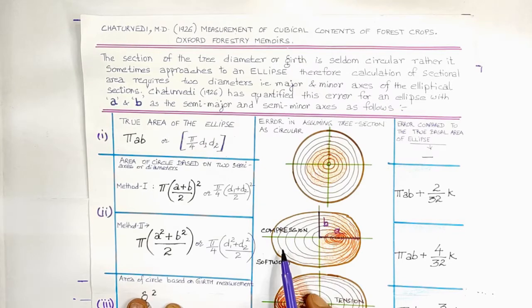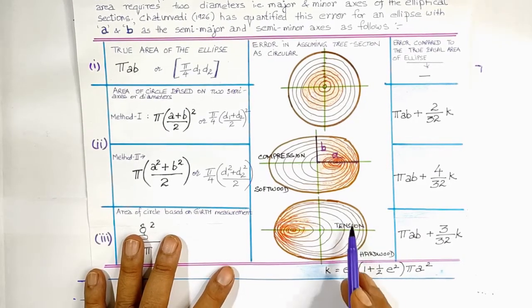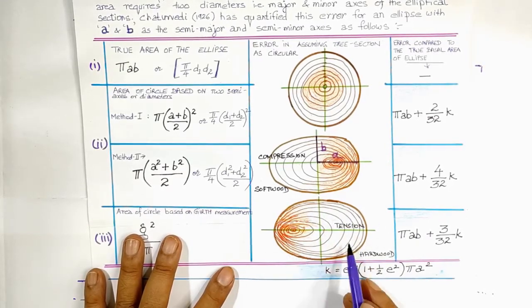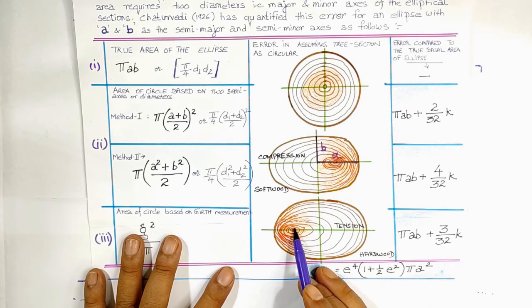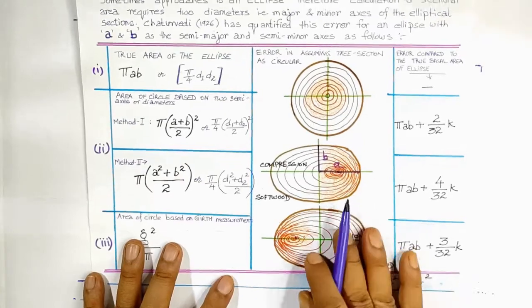One is this, in softwood, we can say it is compression wood. Everybody knows about compression wood: the rings are wider. This is softwood, gymnosperm. When it is hardwood, angiosperm, we can see these rings are broader, and here we call it tension wood, where tension has been created. So this is normal, but here you can see the eccentricity is somewhere here, the pith is somewhere here.